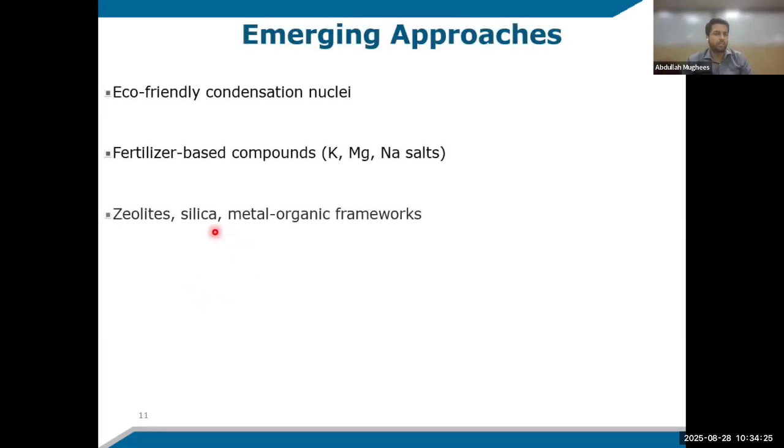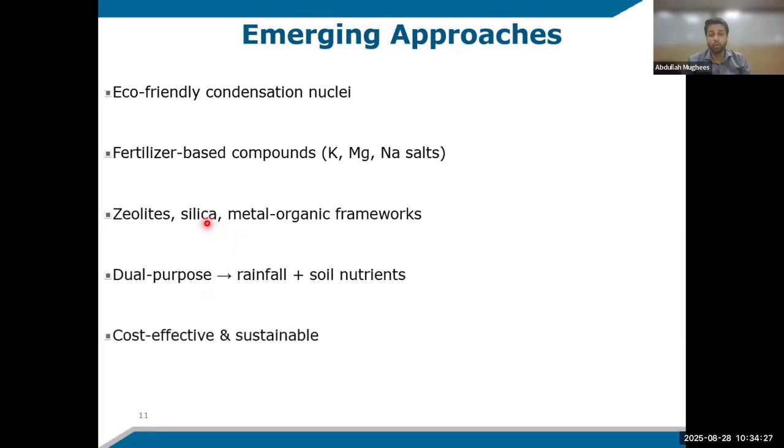So what we are looking forward to in future work is eco-friendly condensation nuclei. This condensation nuclei is the technical term for that seeding agent, which is that chemical that you are going to spray, which will act as a magnet. Okay, so we want that chemical to be at least eco-friendly, because it is going to come to the ground. So when it comes to the ground, it should act as a fertilizer for the crops.